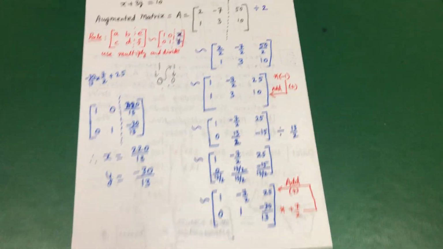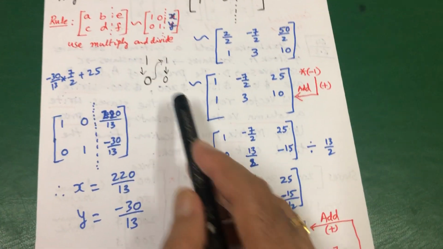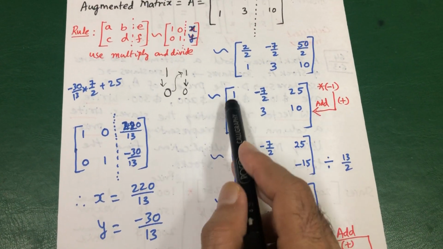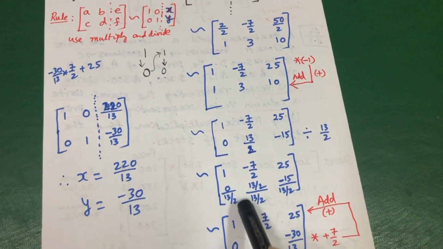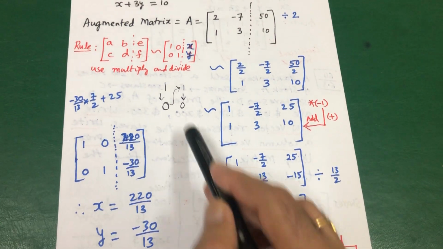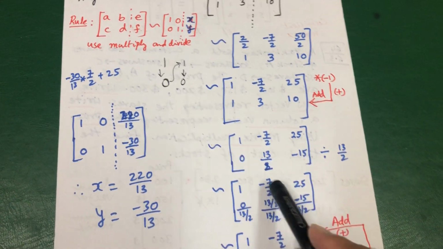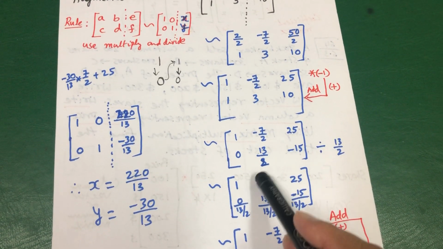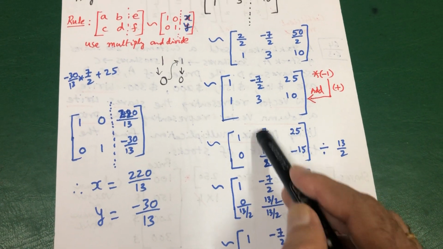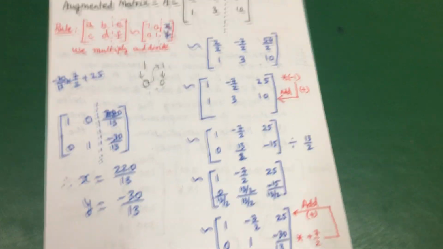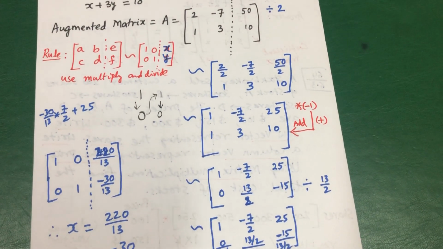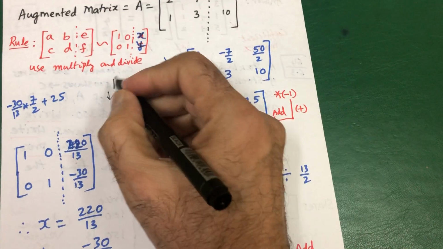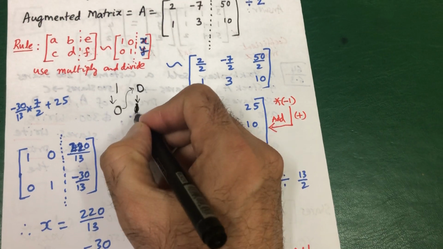I will repeat. I made this 1. After that I made this 0. See this? I made this 0. Now what is the next step? I will make this 1. That is, I will make this 7 over 2 as 1. Okay? Sorry, 1 0 0 1. I will make this 0 and this 1.